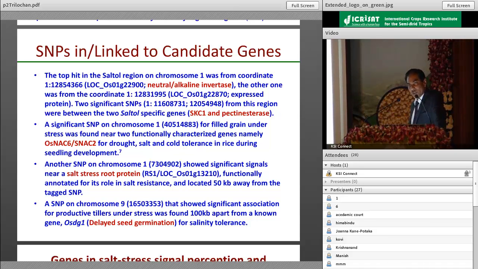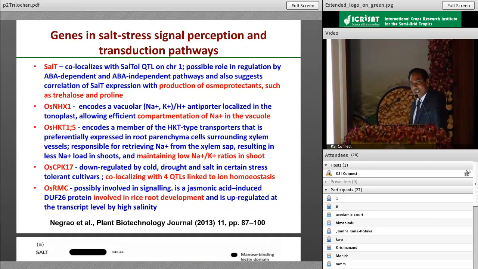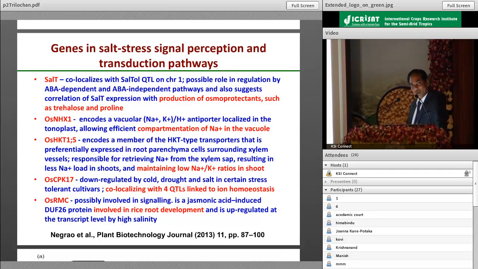So candidate genes which either carry the SNP or are very close to the SNP can probably be further targeted to pyramid them. And a recent study also says that these genes have been confirmed through associations to show very strong association with salt tolerance. For instance, Saltol, which was cloned years before, concerns expression and production of osmoprotectants, and this is located in the salt-tolerant region on chromosome 1. And similarly, the SKC1 region concerns maintenance of a low sodium-potassium ratio, because it removes sodium, throws it out of the xylem, and that's how it maintains a higher potassium ratio.